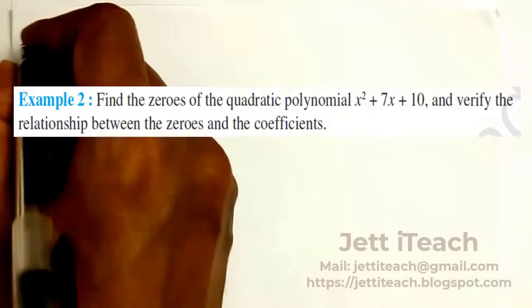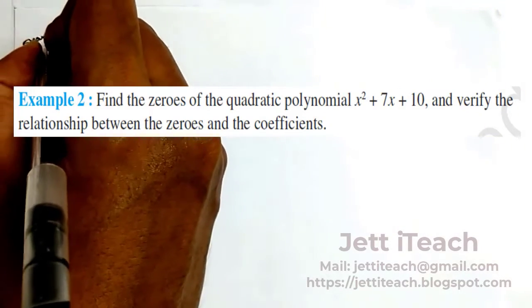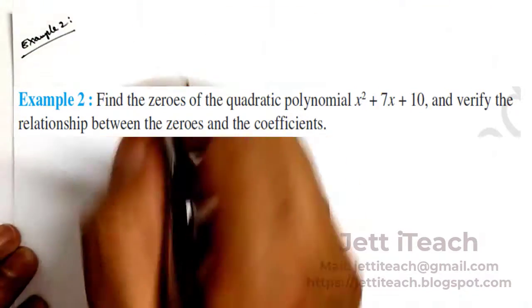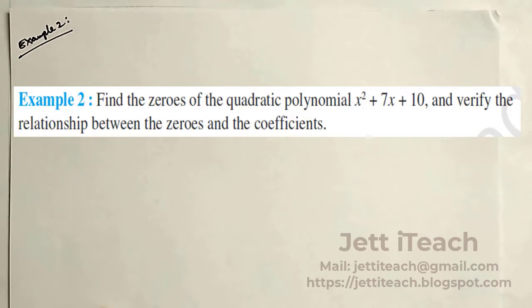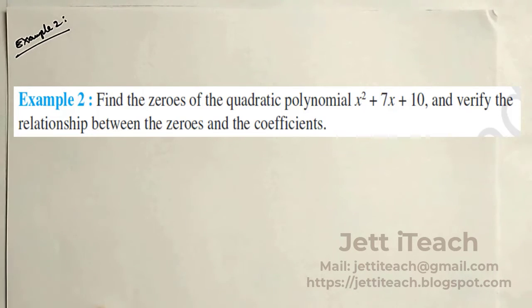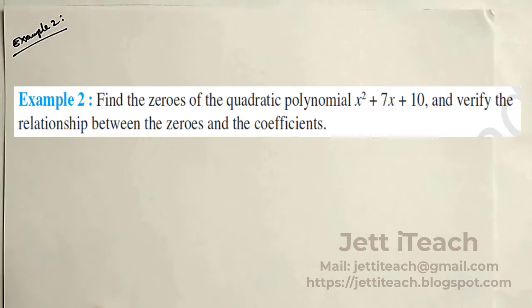Exercise 2.2. Before solving the questions in this exercise, we can have a look at examples first. Now you can see example 2 in the polynomial. Find the zeros of the quadratic polynomial x square plus 7x plus 10 and verify the relationship between the zeros and the coefficients. You need to find the zeros for the given quadratic equation and then verify the relationship between the zeros and coefficients.